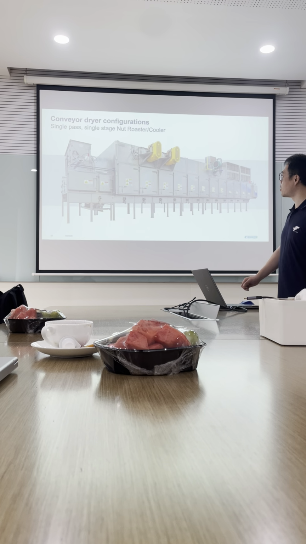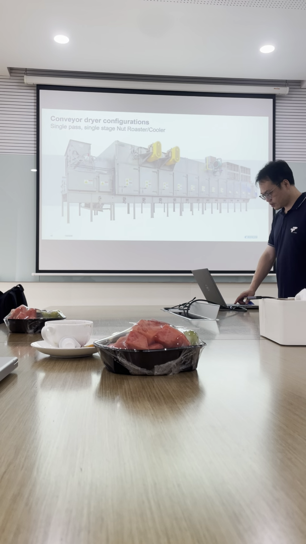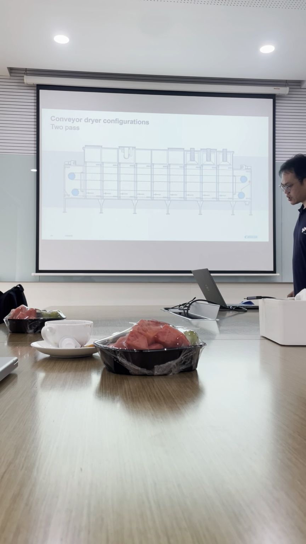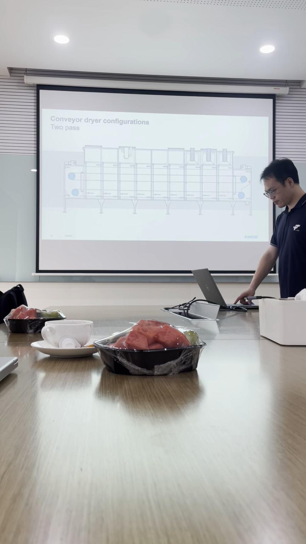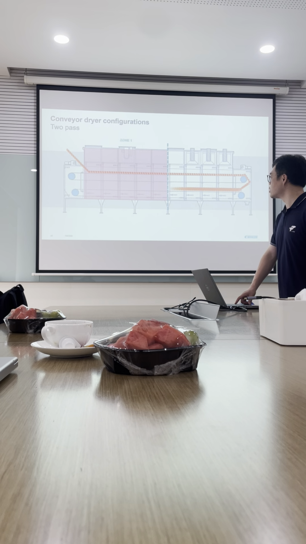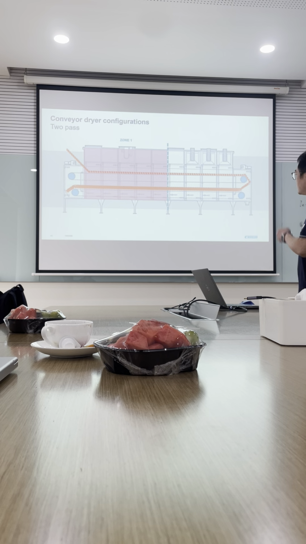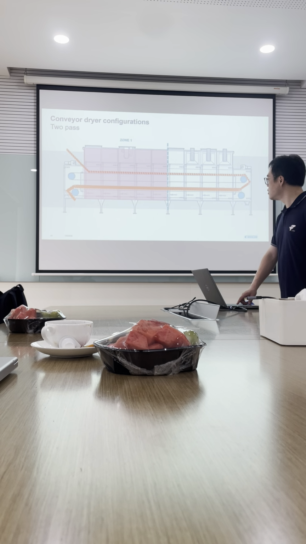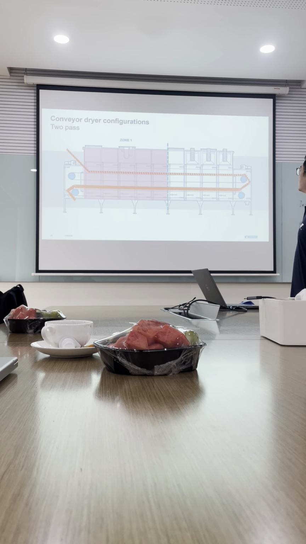This is some pictures of our customer site. This is the two-pass dryer. This is the product. This is the line inside the dryer. We also divide it into two zones. This is just an example. We also have some bigger machines, maybe with 350 zones and 460 zones.